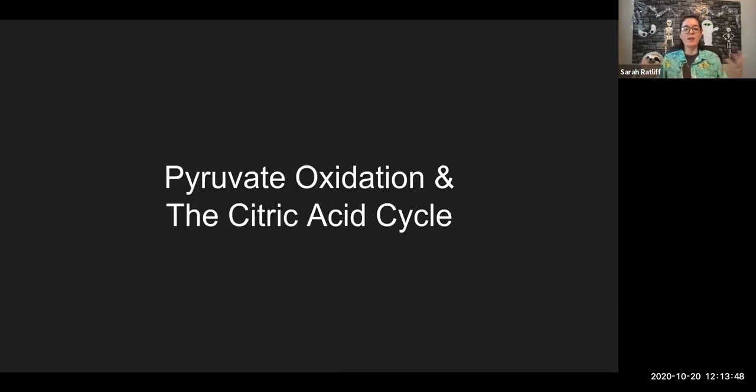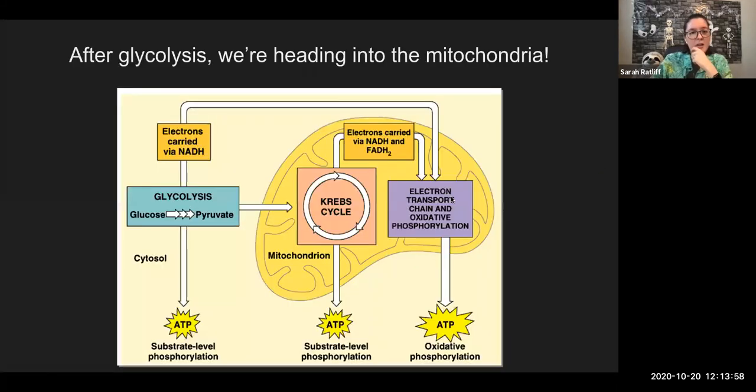All right, so we made our pyruvate at the end of our glycolysis. Now we have to do something called oxidation. So we did our glycolysis, made our pyruvate outside of our mitochondria. If there's oxygen, we're going to move into the mitochondria. We're moving on to our pyruvate oxidation and Krebs cycle. I like to link them together because they are very closely related.